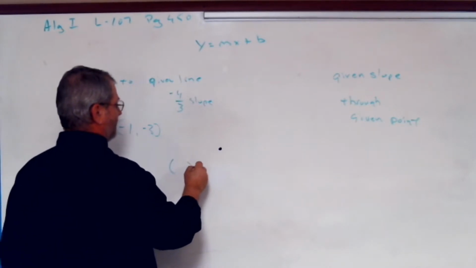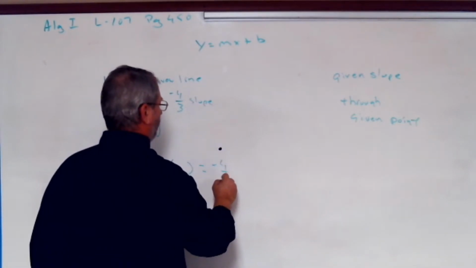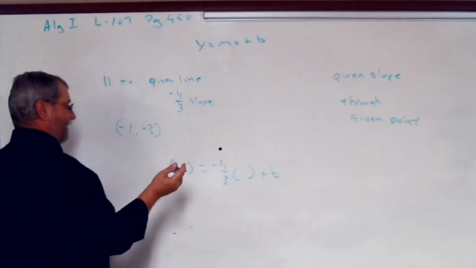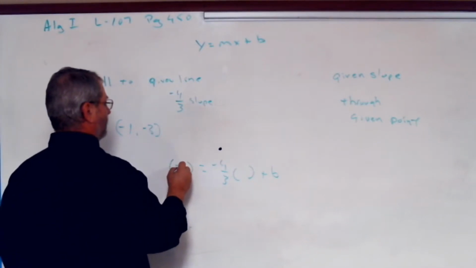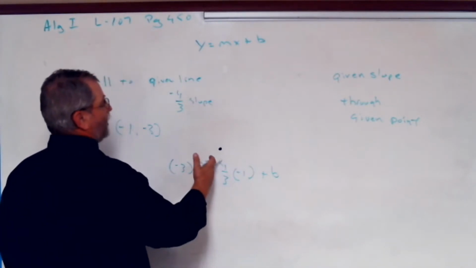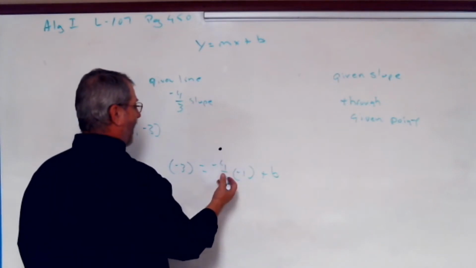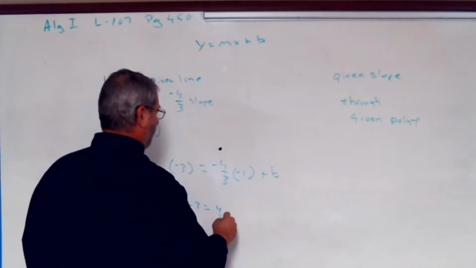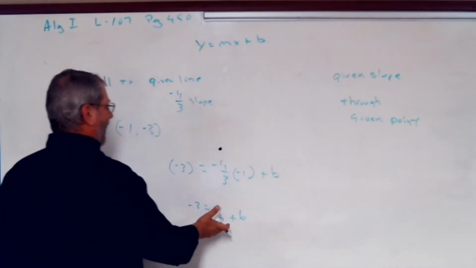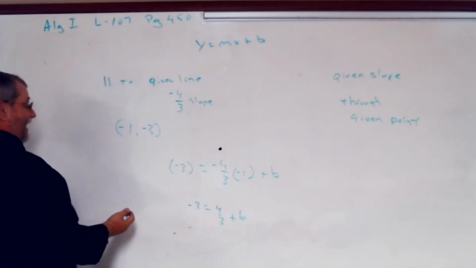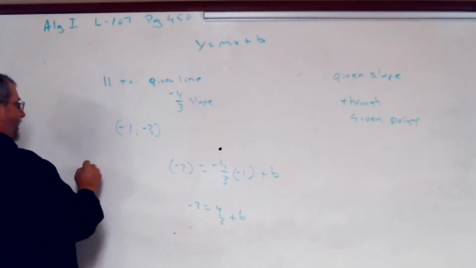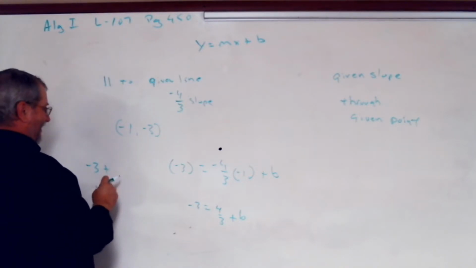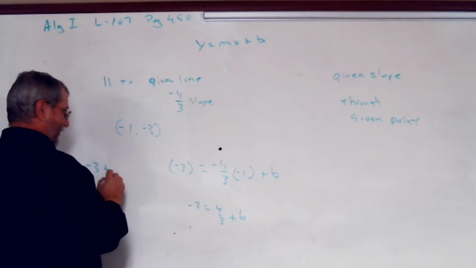So I go like this: -3 equals negative 4/3 x plus b. I'm trying to find b, just like we did the other day. Negative 3 goes here for y, negative 1 goes here for x. You're multiplying right here, so that's going to be positive 4/3. So negative 3 equals 4/3 plus b. I'm going to add, or rather subtract, 4/3 on this side. So we have negative 3 minus 4/3.